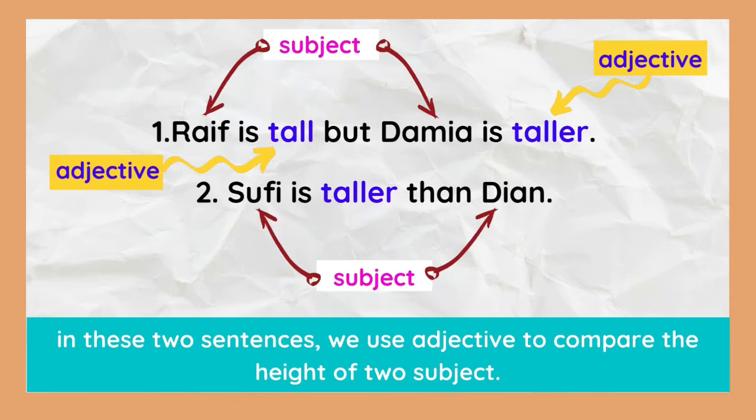Sentence number 2, Sufi and Dian is the subject. Sufi dan Dian adalah subjek. Taller is the adjective.